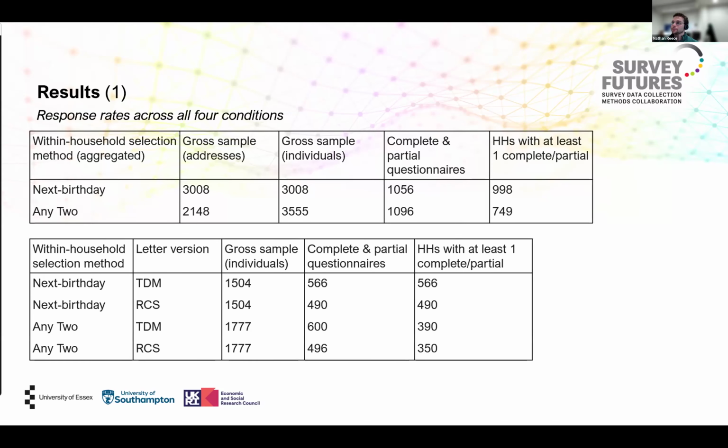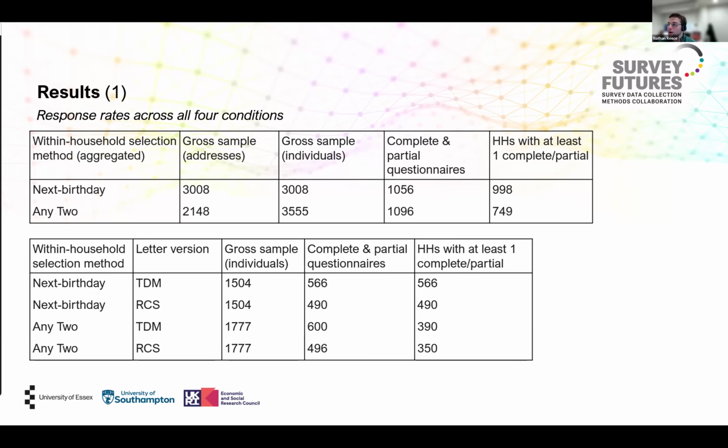Moving on to the results. So I've just included the raw numbers here at first. We achieved in the top table around 1,000 plus interviews, complete and partials together, for each within-household selection method, and then around 500 to 600 in each cell of the 4 conditions.